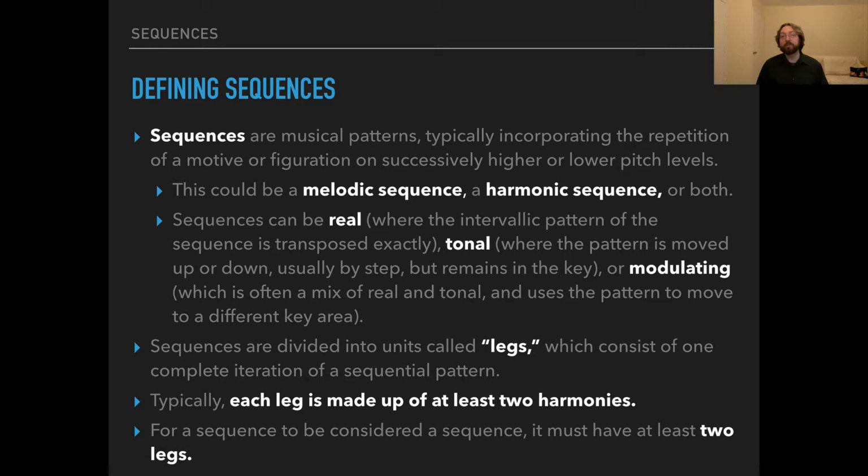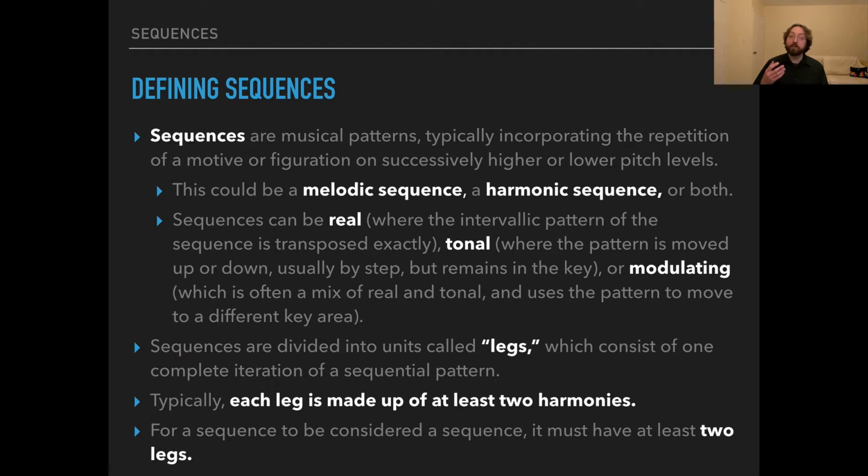The reason I want to emphasize this is that it's easy to become used to thinking of sequences as just a string of harmonies. And what we should actually be doing is focusing on the fact that there's another level of hierarchy above that. There's a larger grouping of how the sequence is organized, and we'll be talking about how it's divided down with legs.